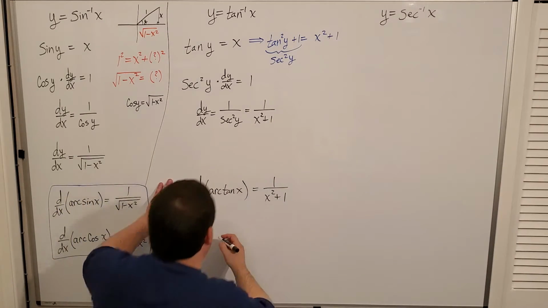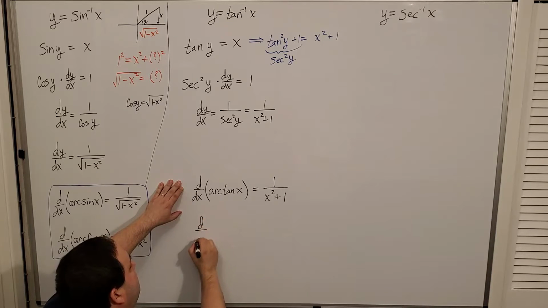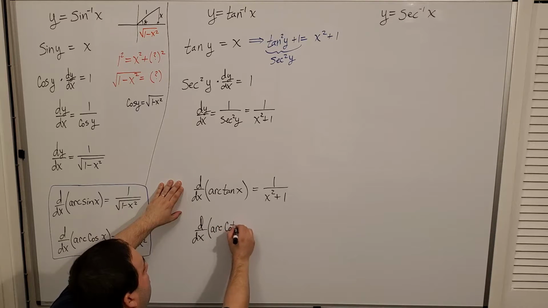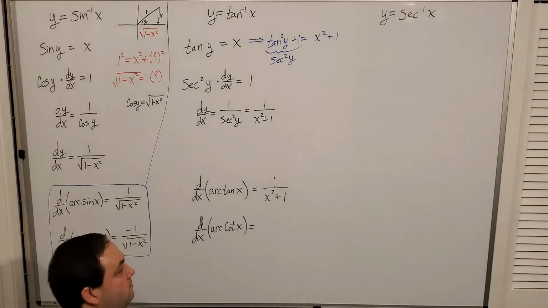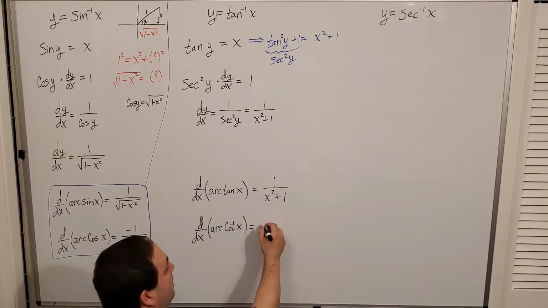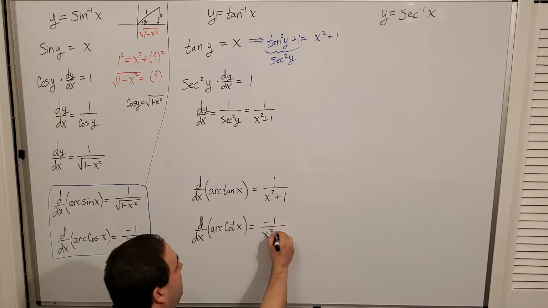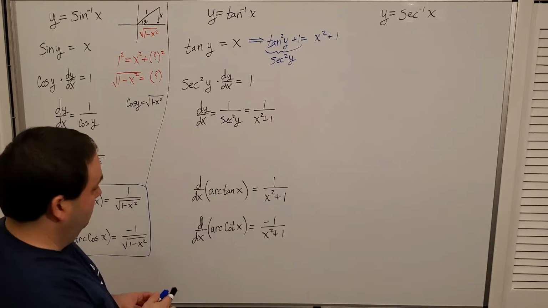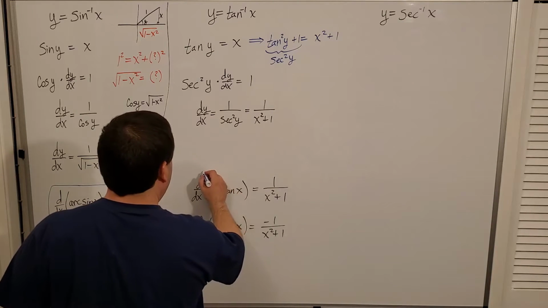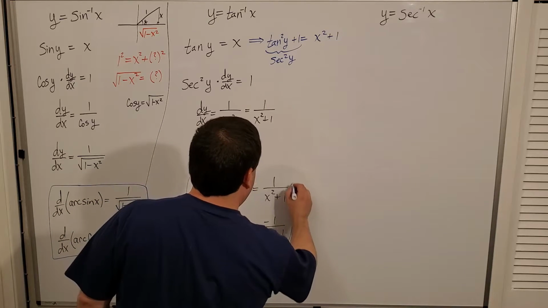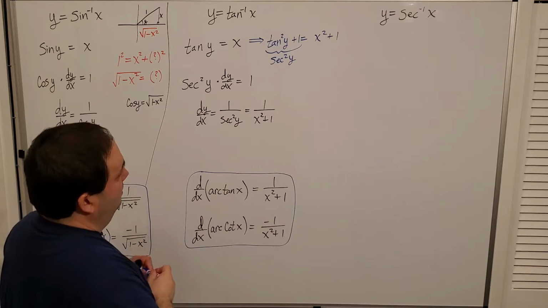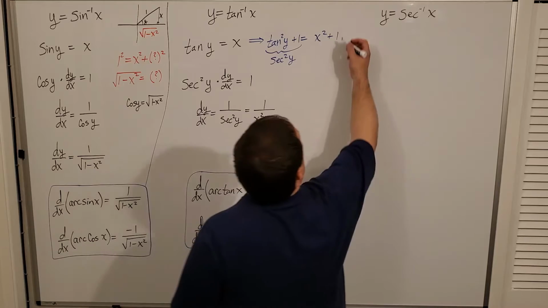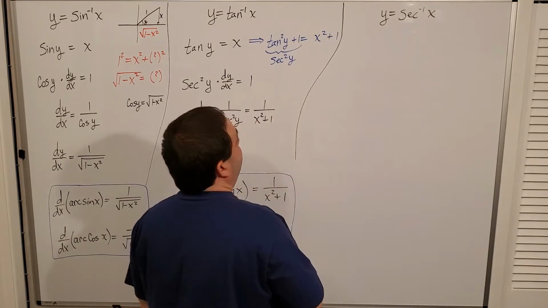What do you think the derivative of arc cotangent is? The derivative of arc cotangent of x. What do you think? Just like the same pattern as before, right? Negative 1 over x squared plus 1. So now I've got those two, right? Okay. So I've got these two inverse trig functions done. What about that last one? Arc secant, right? Okay. So here we go again.